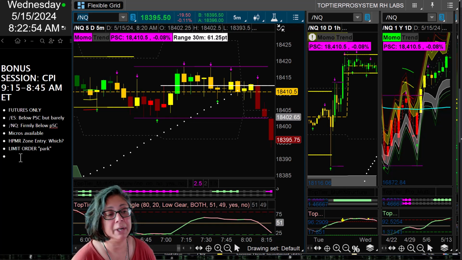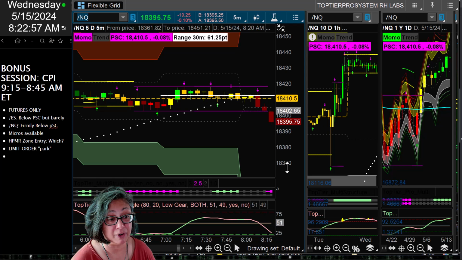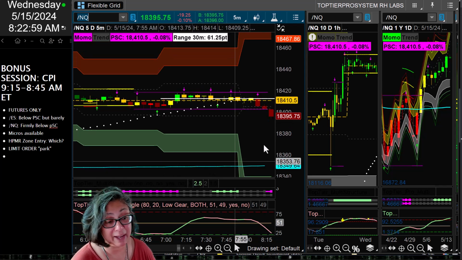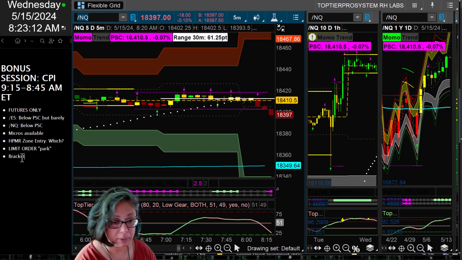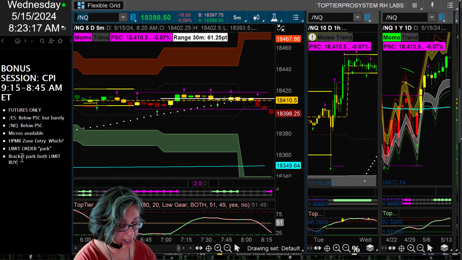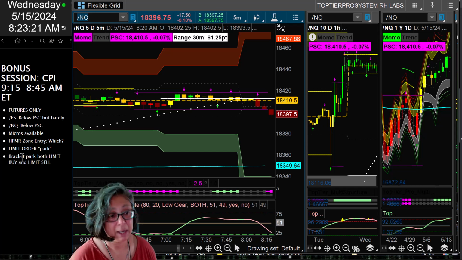All right, the next thing I'm going to do is figure out which one of these I would prefer to trade. And, well, no, I can't say it's even firmly. So no, I take that back. It's just below the previous session close. Because when I zoom out, no, I'm going to have to bracket. So bracket means I will place both a limit order to buy and a limit order to sell. So you might say, Rog, how does that work? Now, first of all, let me mention, this is less than ideal.